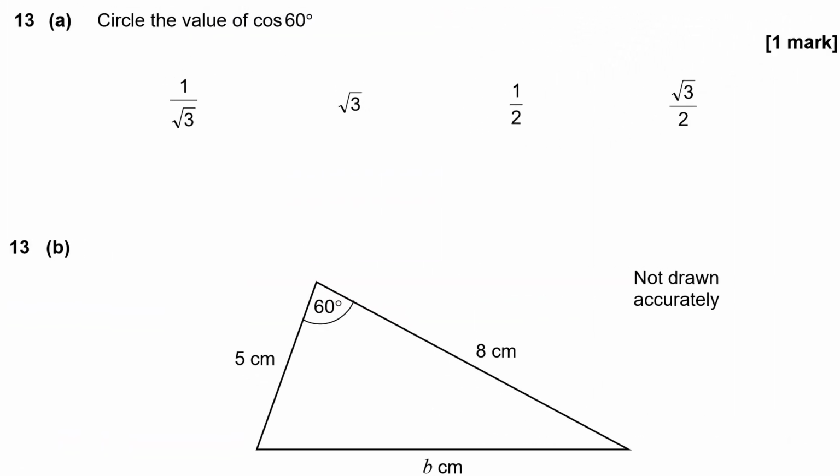Question 13a. We earn our second mark of the paper for knowing our exact trig values. The value of cos 60, of course, is a half. And then 13b, we're going to go on to use that, I think.